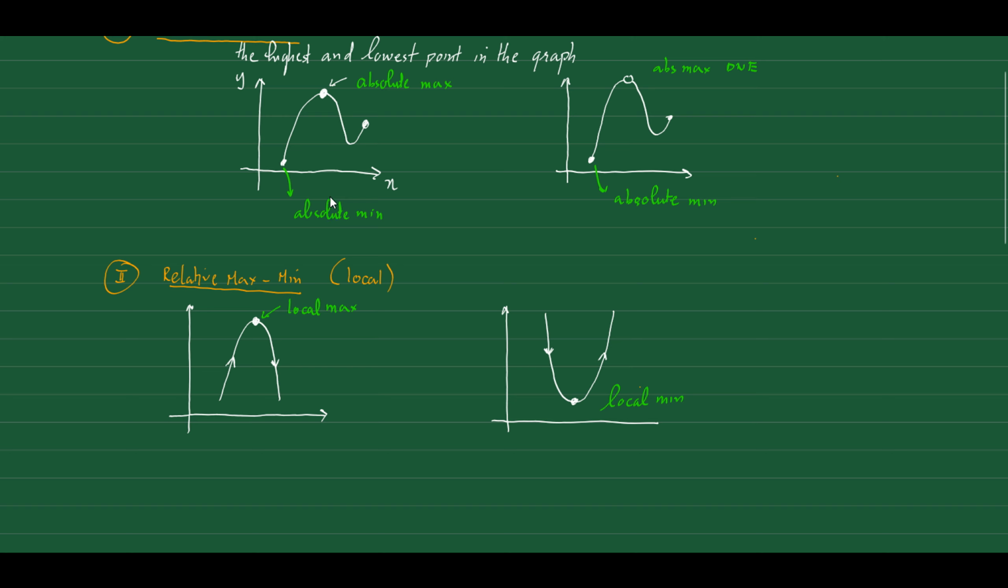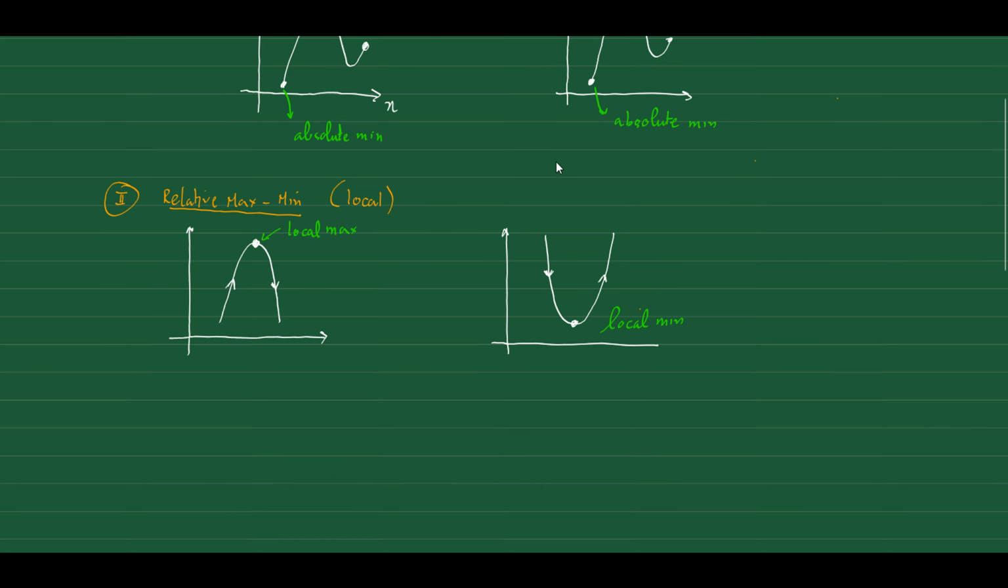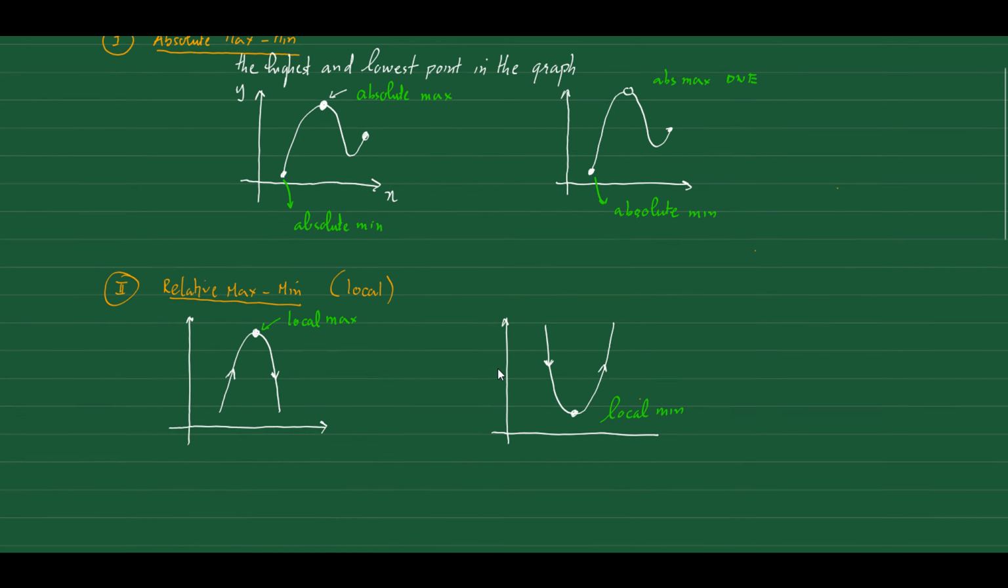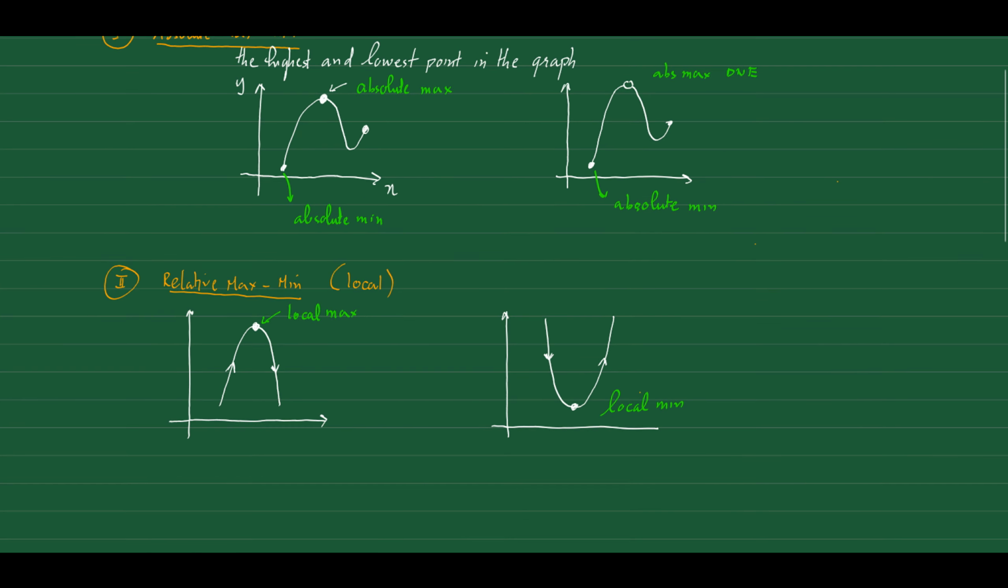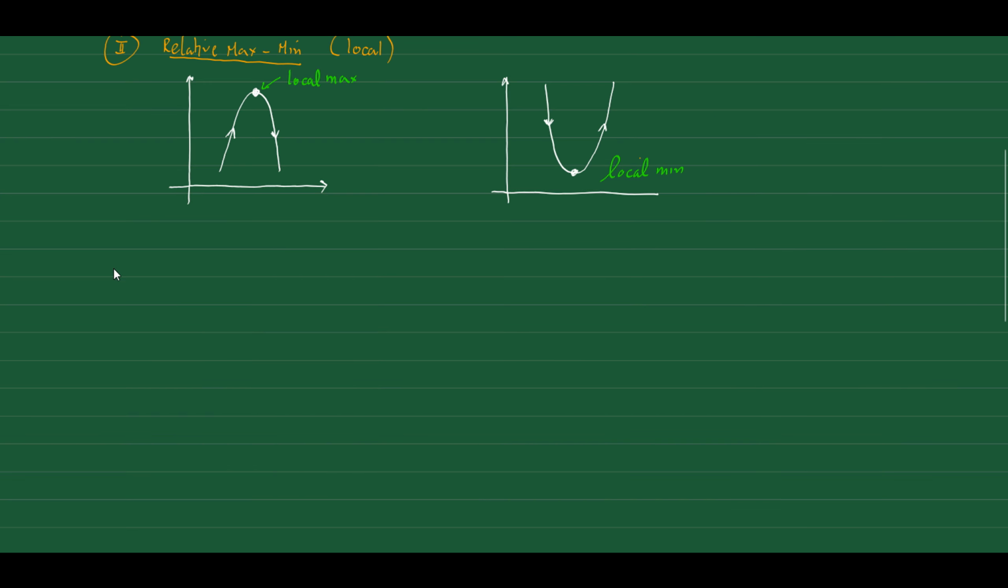The absolute max could be the highest, but it doesn't have to be local. It could be local, but it doesn't have to be. So I'm going to put a remark over here. This is a very important point I want to make, so I'll put a remark in red color. Remark.